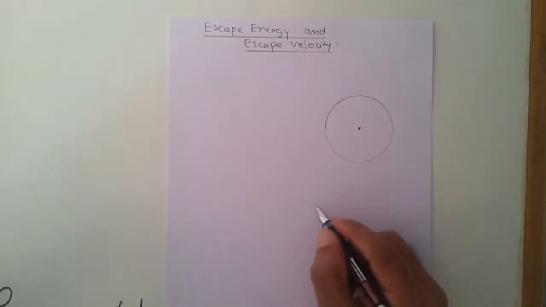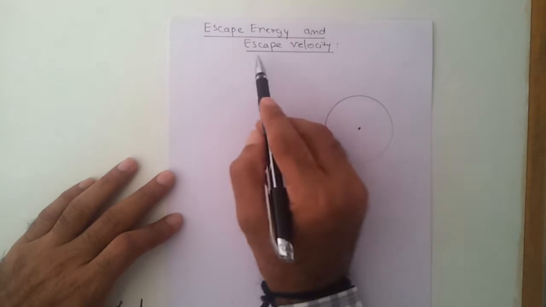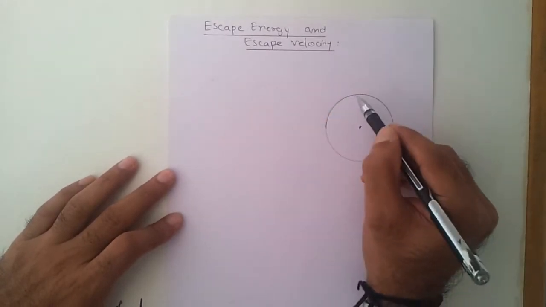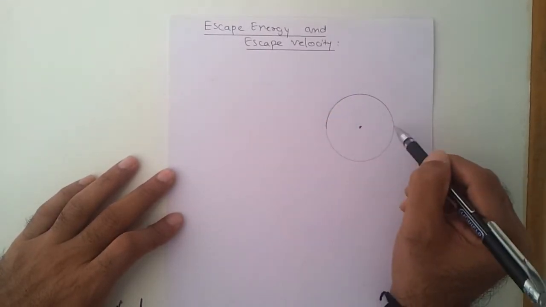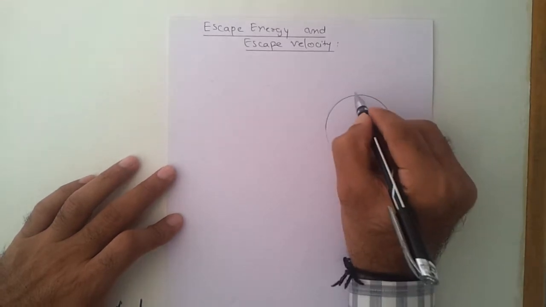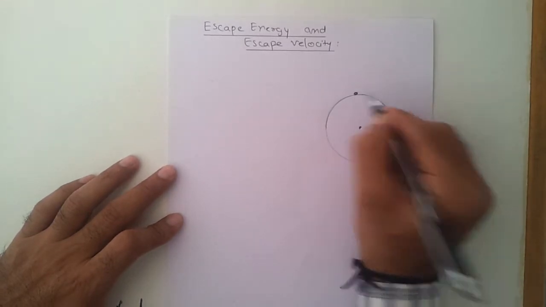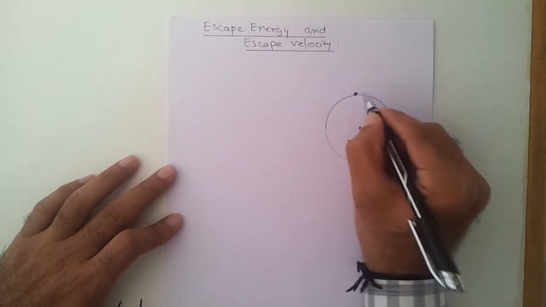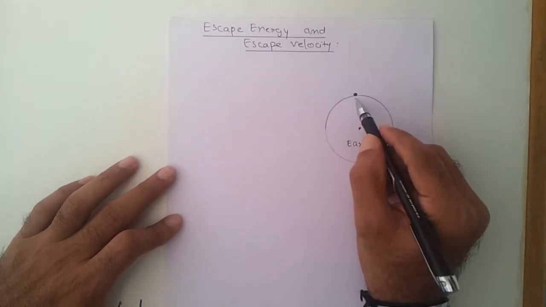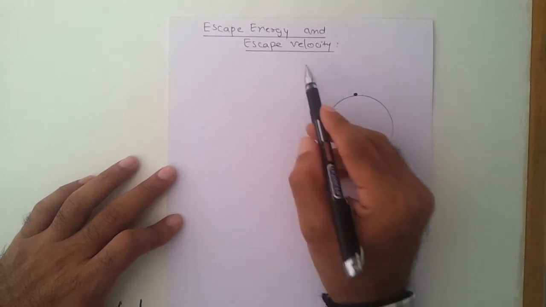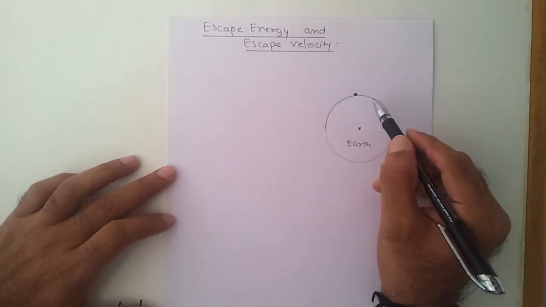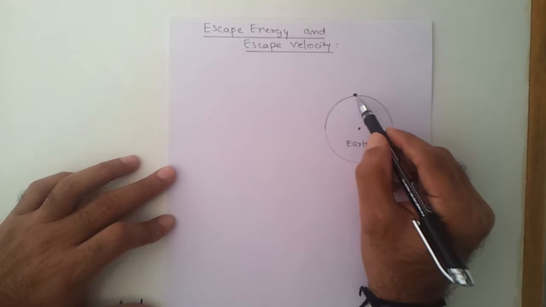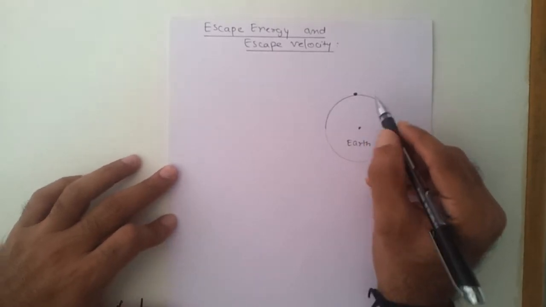The topic for discussion in this video is escape energy and escape velocity of an object placed on the surface of, in this case, the Earth. So let us say there is an object placed on the surface of the Earth. This is Earth, right? And we're going to get an expression for the escape velocity and escape energy of the Earth. Let us first try to understand what we mean by escape velocity and escape energy.